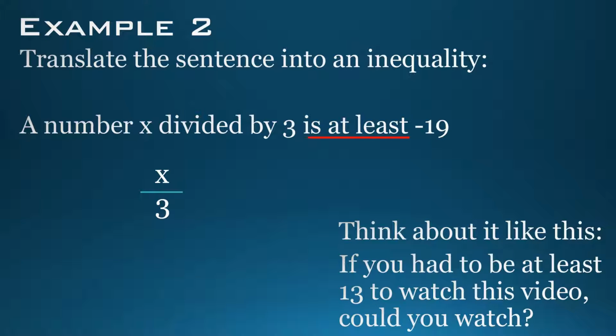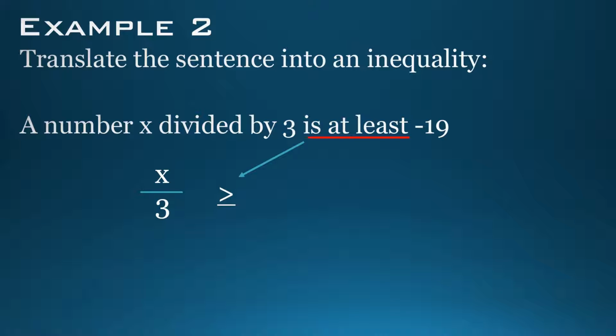Well, if you think about it like this: if you had to be at least 13 years old to watch this video, could you watch it? Well, if you're 13, 14, 15, 16, you can watch it. So we have to use this symbol, greater than or equal to. Because if you're 13, you're equal to 13. If you're greater than 13, 14, 15, 16, you're greater than. And in this case, it's negative 19. So if you are greater than negative 19, this is true. And if you are equal to negative 19, that's true. So the correct answer is x over 3 is greater than or equal to negative 19.